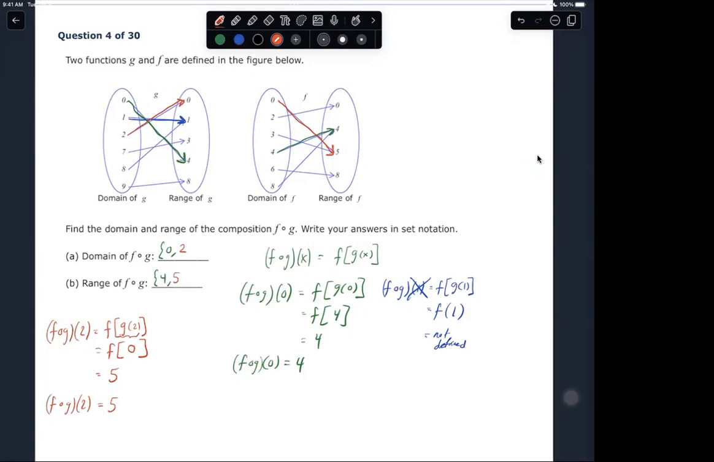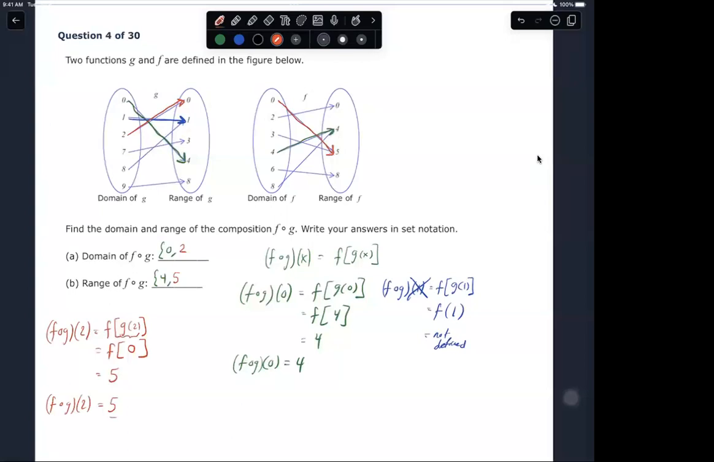All right. And then you can continue with 7, 8, and 9. Yes. So you want to keep going through 7, 8, and 9, and then figure out which of those are defined that give you output values and which of them are not. Like 1 we did not put in the domain because we could not get an output value when we plugged in 1 into f of g.